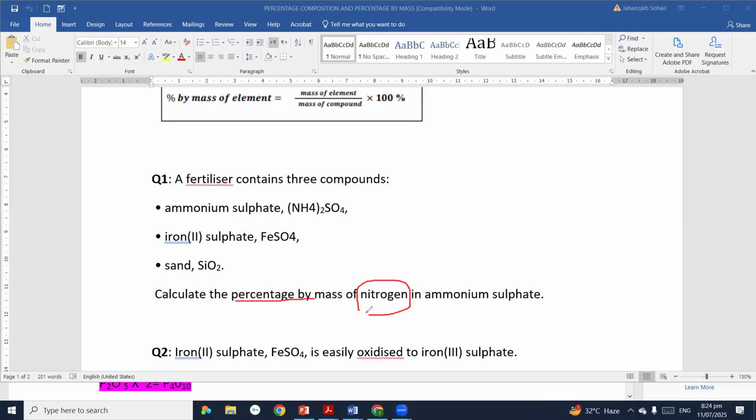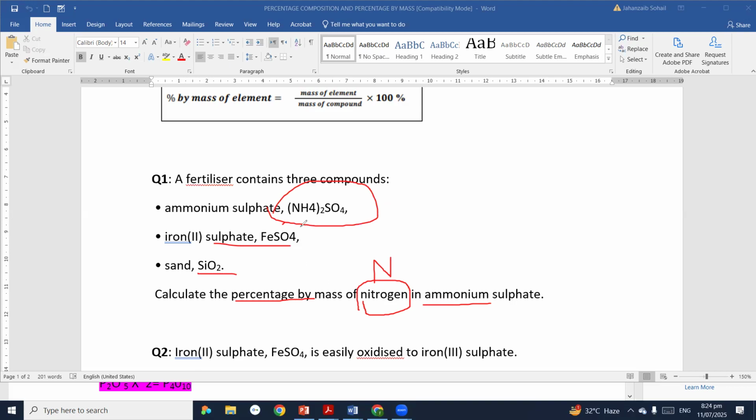So first of all, nitrogen. I have to calculate the mass of nitrogen in ammonium sulfate. You are given three formulas, but there is no nitrogen in the others. They have asked to calculate the percentage of nitrogen in this fertilizer. Am I clear or not?